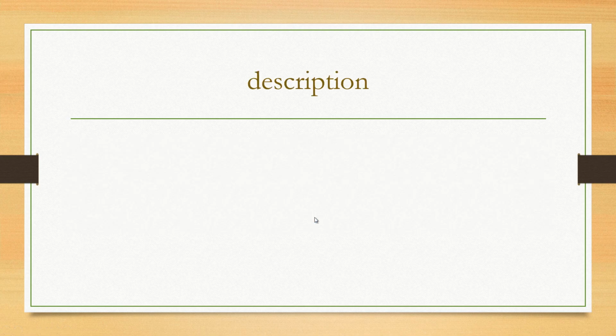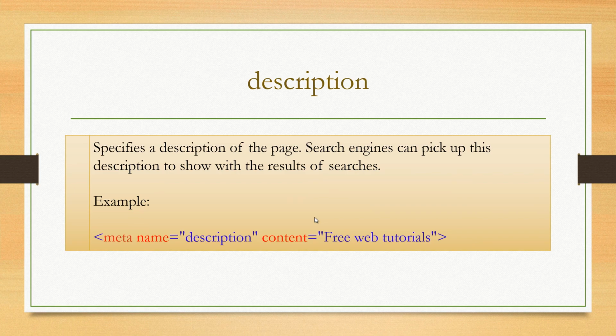Now we'll talk about the description. The description is used to specify the description of the page, and if I give the description, the search engine can automatically pick up this description to show with the search results. And to specify that, we have to use this code. In the name attribute, we specify description, and in the content attribute, we specify the description for that web page. So let me give one example, then you will be able to understand easily.